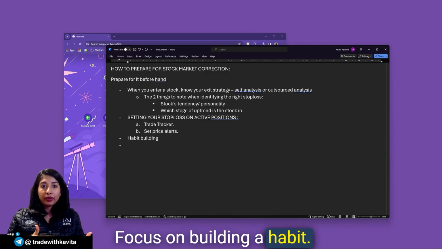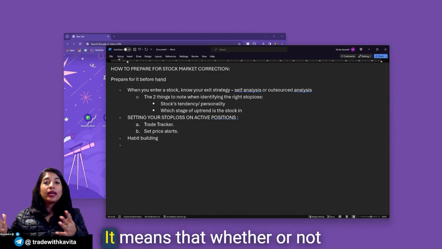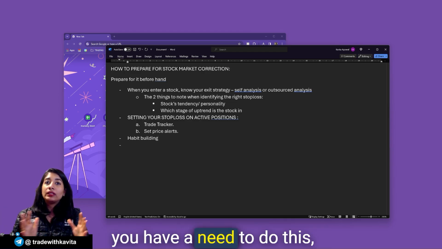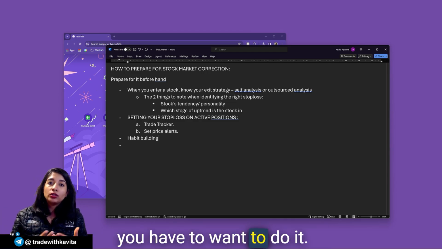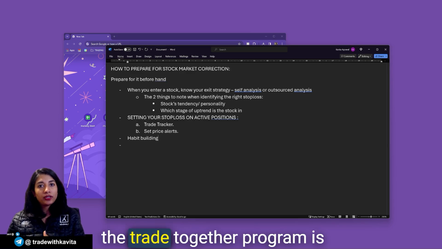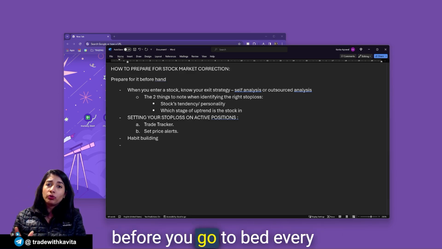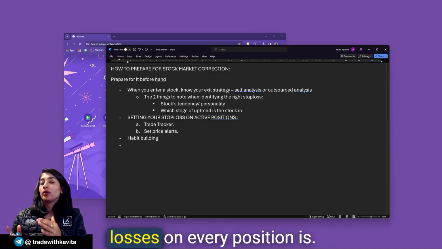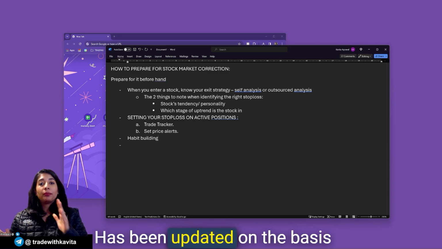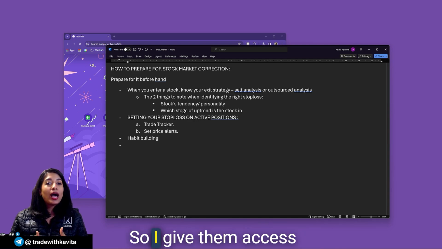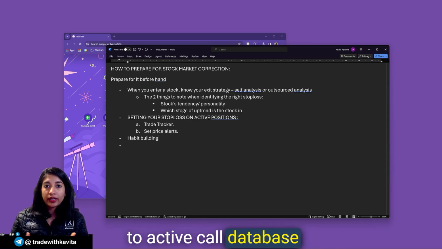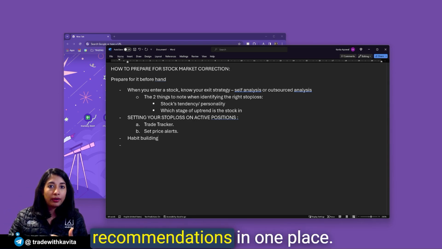Focus on building a habit. So what do I mean by building a habit? It means that whether or not you have a need to do this, you have to want to do it. What I tell my members of the Trade Together program is make sure that you're spending at least 15 minutes before you go to bed every night to see whether your stop losses on every position have been updated on the basis of the updates that I give. So I give them access to an active call database where they can see all the recommendations in one place.